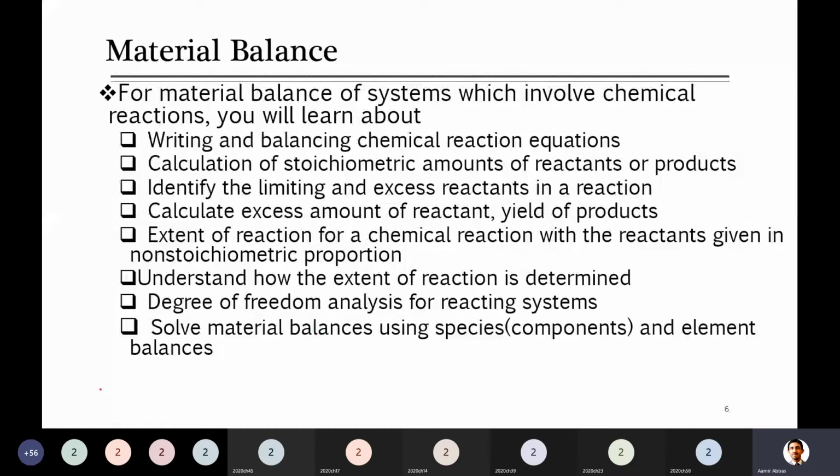But here is something new which you will involve in these systems, that is called elemental balance. What does this mean, elemental balance?